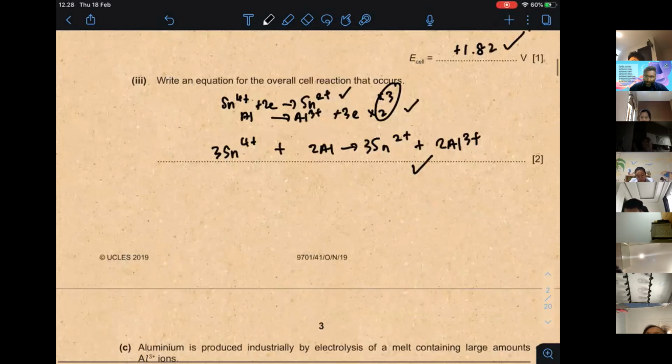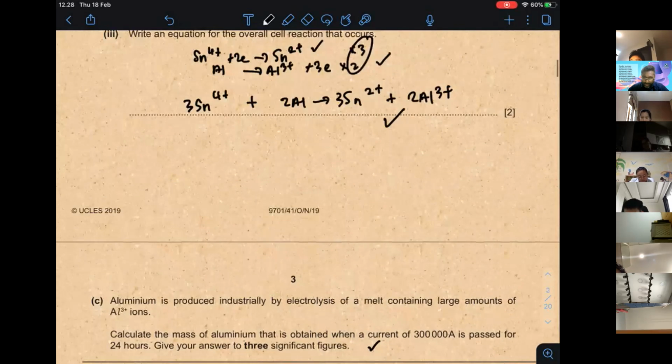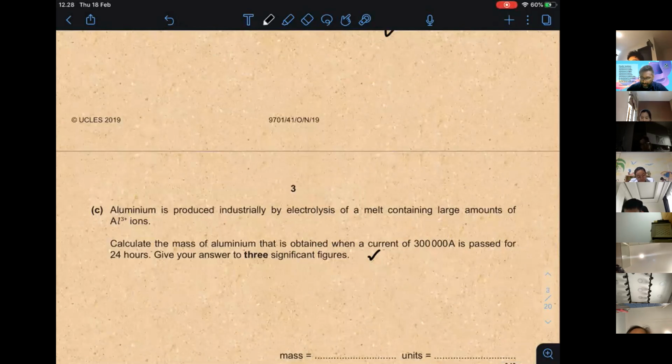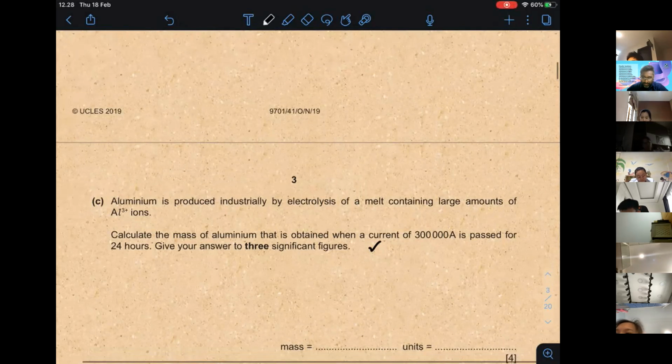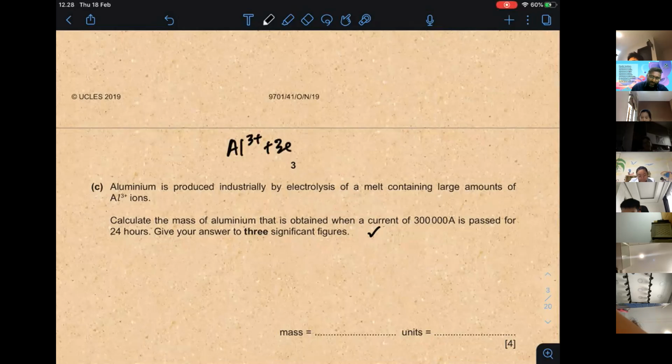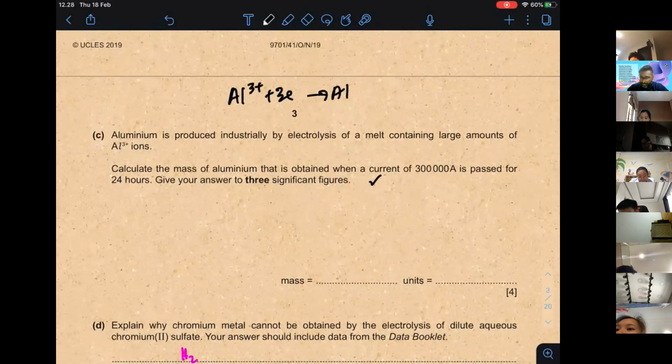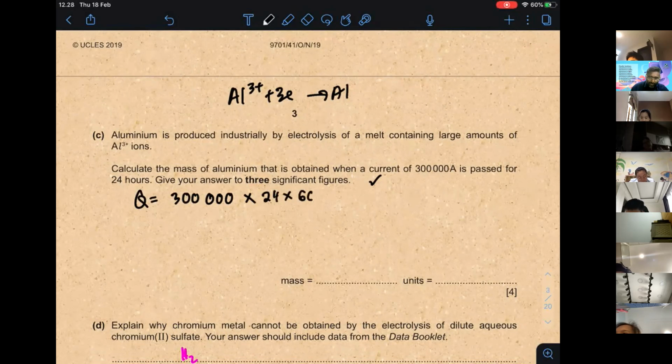Please take note. Now, aluminium is produced industrially by electrolysis of melt containing large amount of aluminium ions. So this one is going to be Al3+ plus 3 electrons to give you Al. Calculate the mass of aluminium that is obtained. This one is quite easy here. Q equals I T. The current is 300,000. Time must be in seconds. 24 hours, change it into minutes, and after that, change it into seconds. You calculate this and you will get 2.592 times 10 to the power of 10 coulombs.